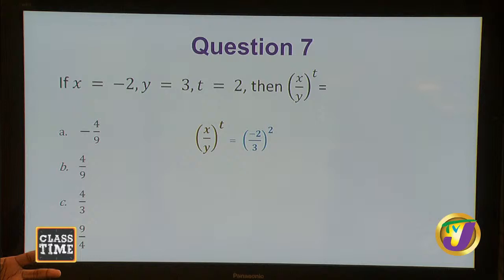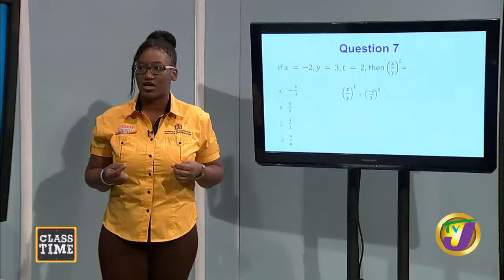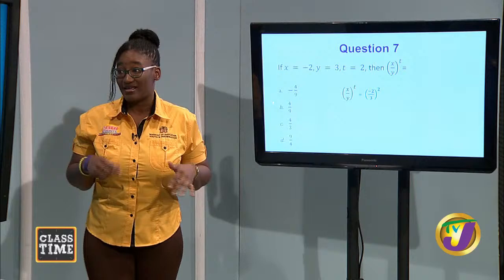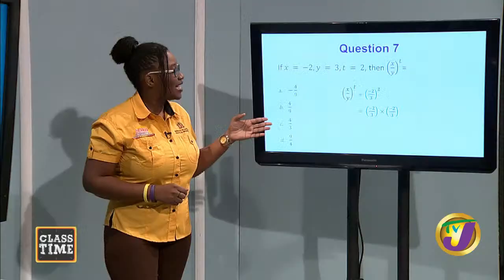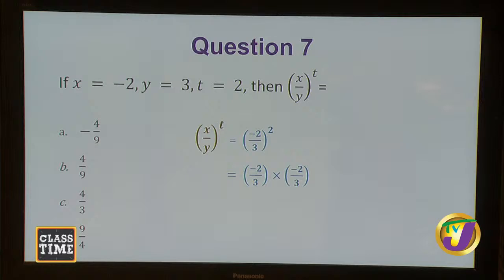Now I want to point out here, Latoya, that the entire fraction is squared. And we know from before that when values are squared, whether they were positive or negative in the first place really doesn't matter. The result is actually a positive value. So in my mind, A is out immediately. But let's work it out. We know that square means to multiply a number or quantity by itself, which we have done here. And so the result is 4/9.